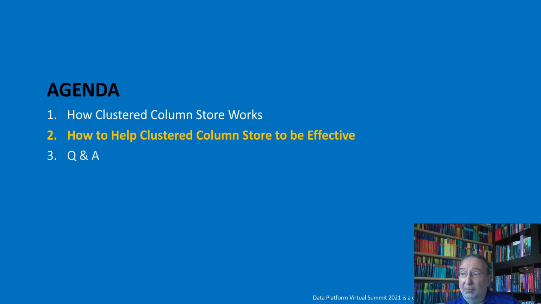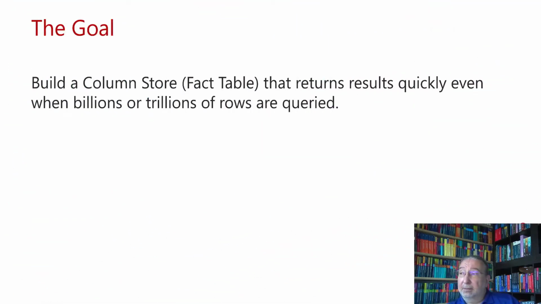Let's move on to how to make it more effective. Yeah? So if you just use column store, take your table, make it a column store, it works. No question. But Microsoft built a lot of optimizations that only work under certain circumstances, and this is what we're going to go through today. So the first half is going to be how to insert, update, and delete data, and the second half is which types of data to use to make it most effective. Good, so let's get started. So the goal is to build a column store fact table that returns results quickly, even if we have billions and trillions of rows.